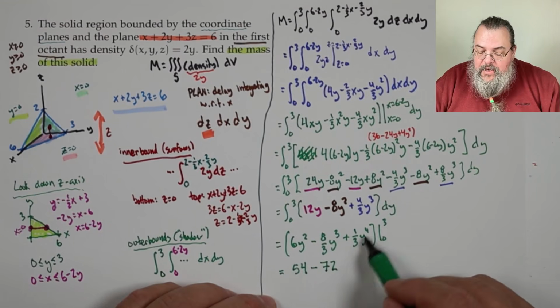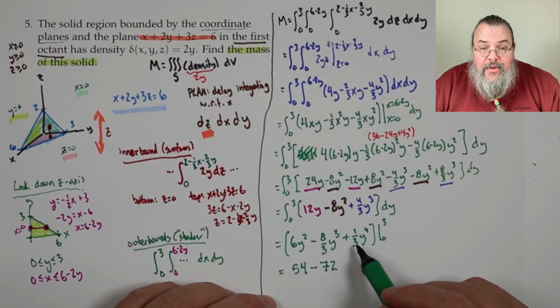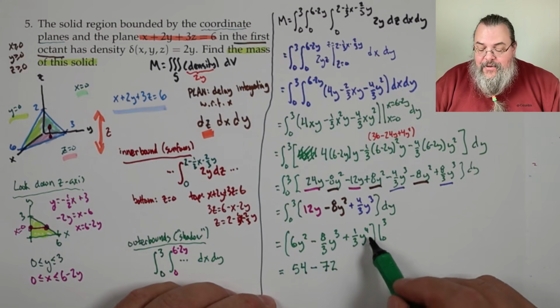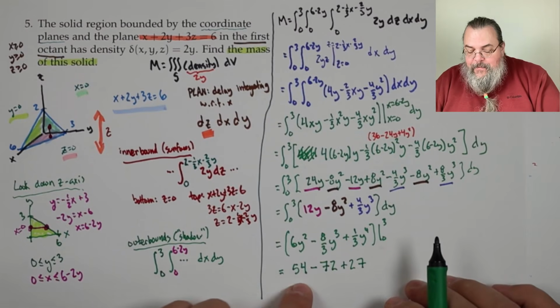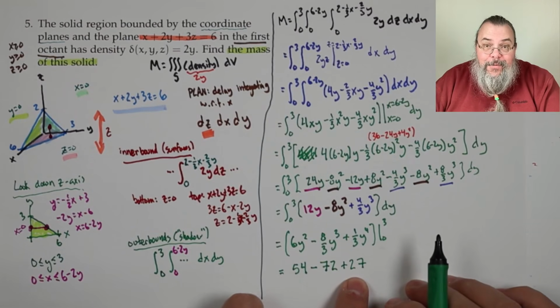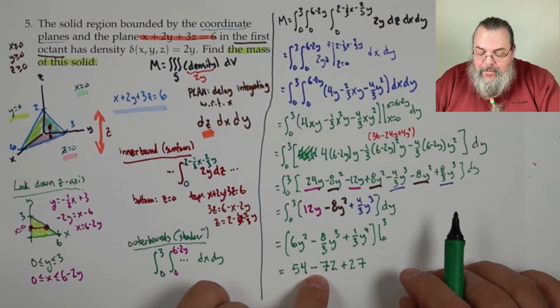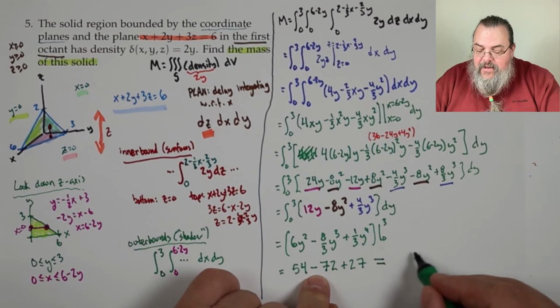Last one, 3 to the 4th, but there's a 3 downstairs, right? So it's really like a 3 cubed, or 27. Now, if you take 54 and you add 27, you get 81. And if you take 81 and you subtract 72, you get 9.